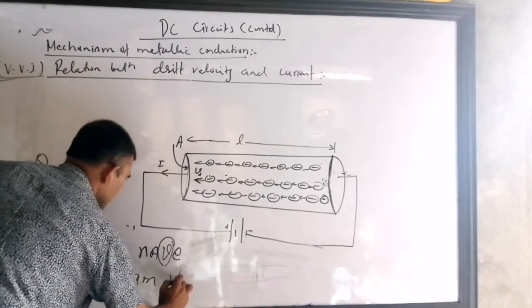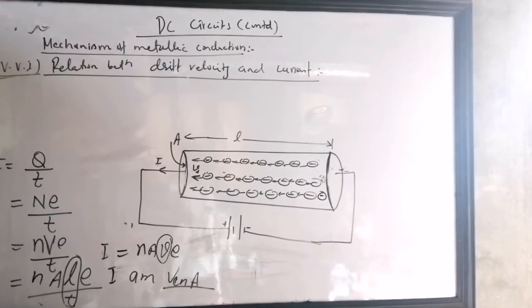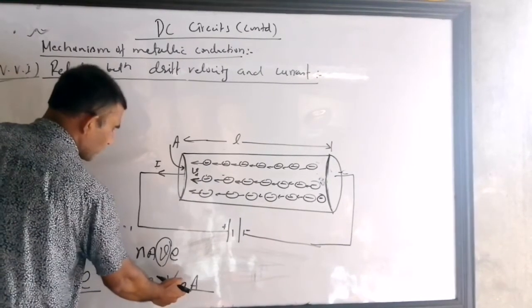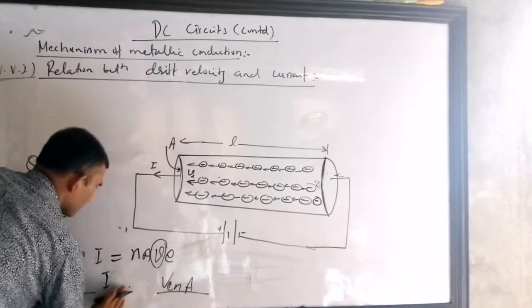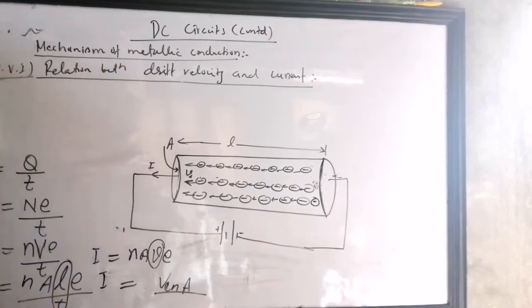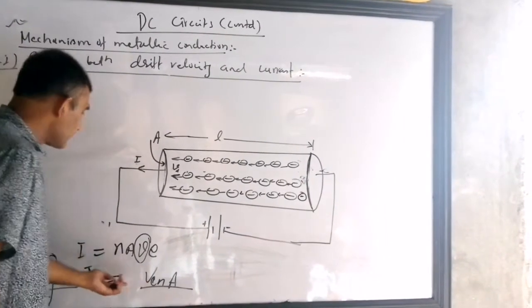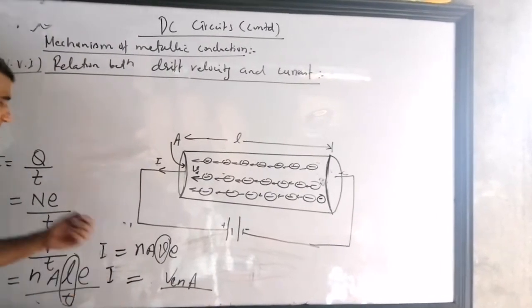So let me make this easier. I am calling it Bhena. This is a pure Nepali word, Bhena. You can easily remember: v for drift velocity, e for electronic charge, n for number of electrons, a for area of cross section, and I replace the last by h. So I get the relation I equals v-e-n-a, Bhena. This is the relation which I want to get.